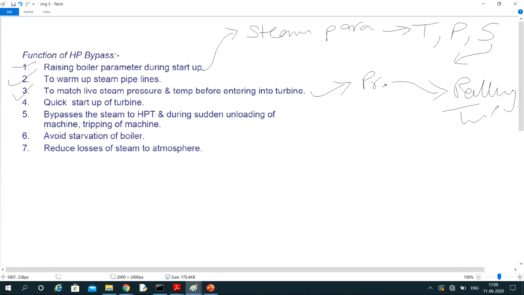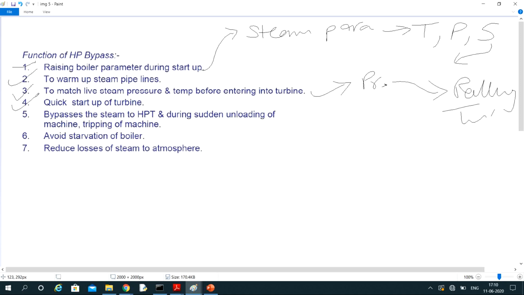The fourth is a quick start of the turbine. We can maintain the adequate pressure in the boiler, the required pressure at which the turbine should be rolled, by opening and closing the HP bypass. As the turbine is ready to be rolled, we can quickly roll the turbine and take it in service. So there will be a quick start of our turbine.